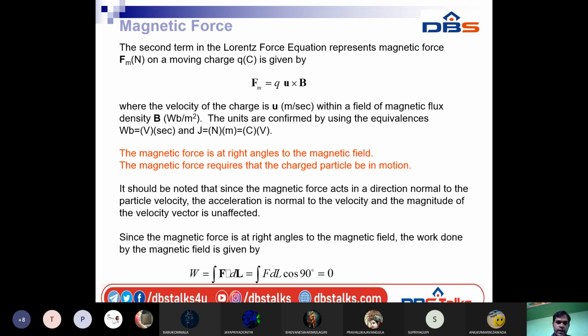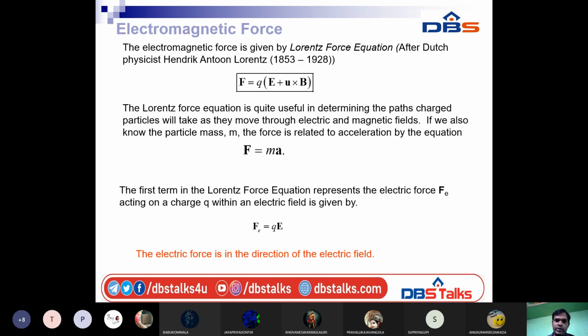See, once again, here we have to study about the electromagnetic force. That is discovered by Lorentz. So the Lorentz force equation is describing the electromagnetic force. The Lorentz equation describes F is equal to Q into E bar plus U cross B bar. Here E bar is the electric field intensity, U bar is the velocity of the charge, B is the magnetic flux density. So this is the electromagnetic force.